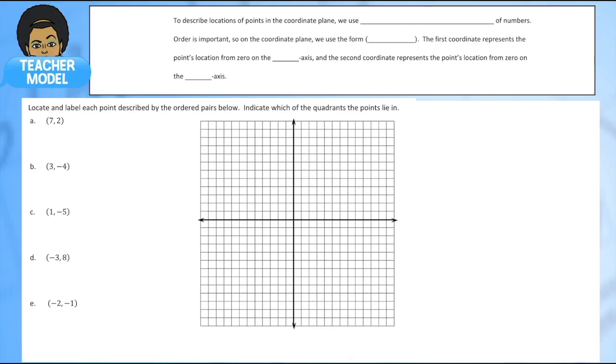Okay, we're going to start graphing on a coordinate plane. So things to know about a coordinate plane. You can think of it as two number lines. Here's a number line and here's a number line. So we have a vertical and a horizontal number line, and they both intersect at this point.